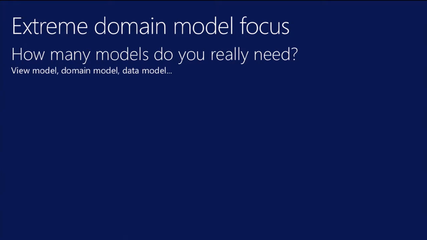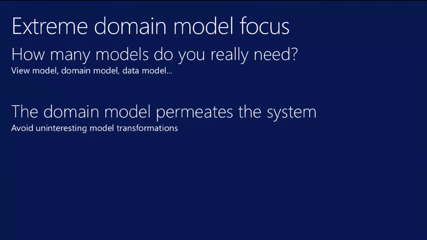And if we relate that to what I said before, that we start out with a small model, and through knowledge crunching, we let it grow as we learn more, then of course, if we have multiple models, we would have a hard time keeping all those models in sync. Because every time we refactor the domain model, we will have to refactor the data model, the view model, and everything must click together. So by letting the domain model permeate the system, we can avoid the uninteresting model transformations.